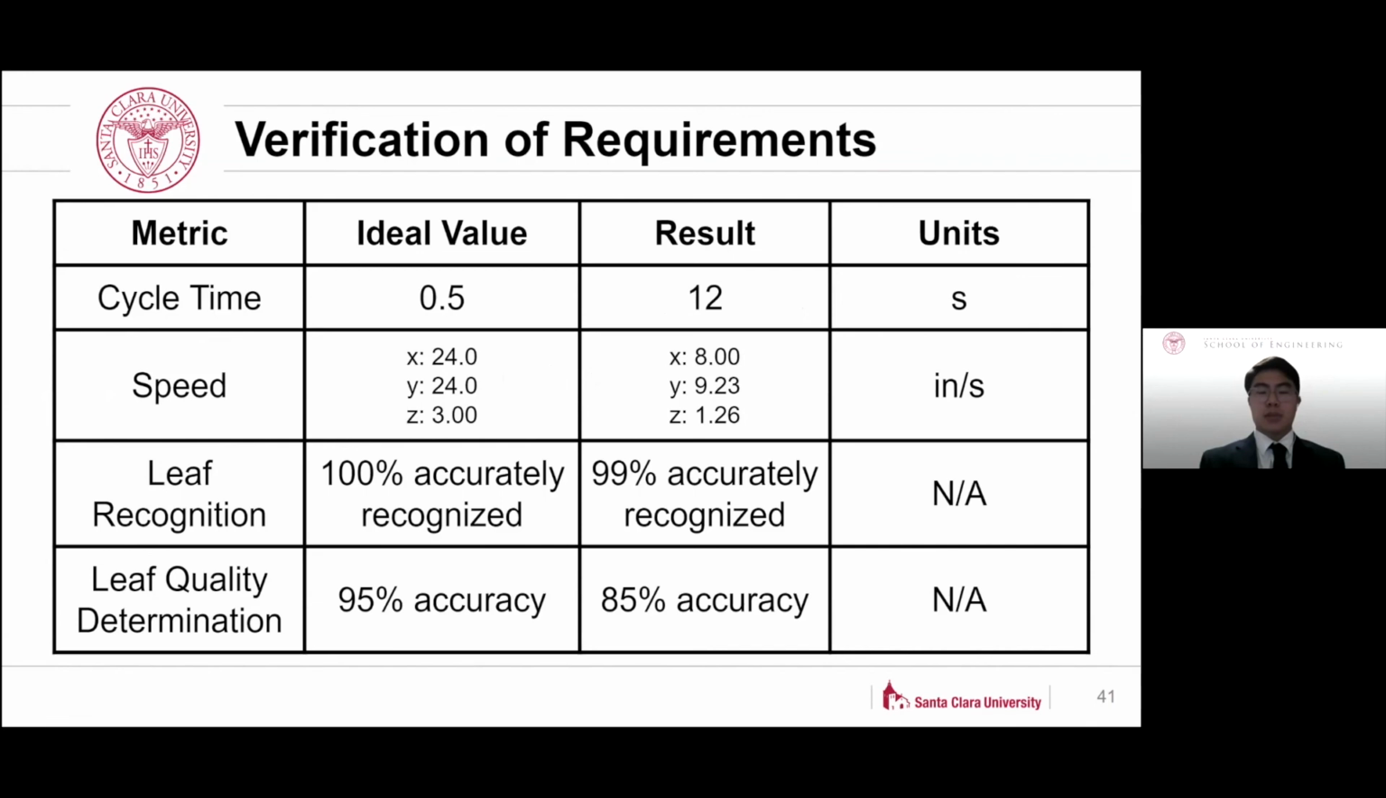Speed was also limited by the motor selection, but we also wanted to explore the potential to use our system in parallel with others to improve this. Leaf recognition was the most successful at 99% accuracy based on this online data set. And the leaf quality determination overall was also close to the ideal value and could further be improved.